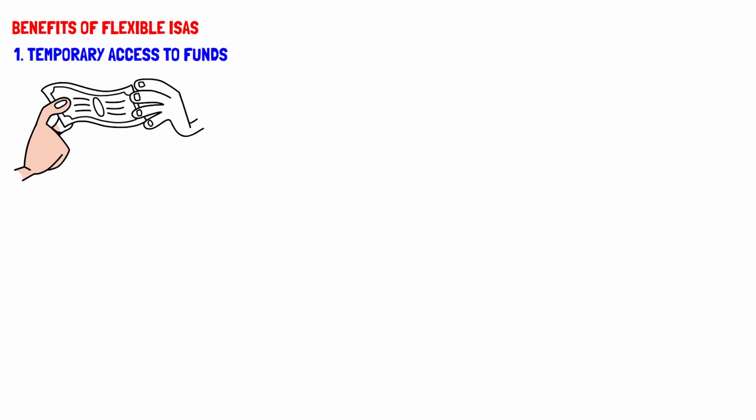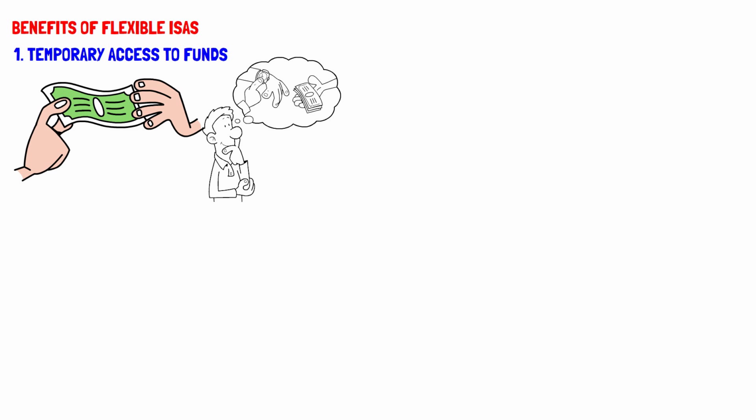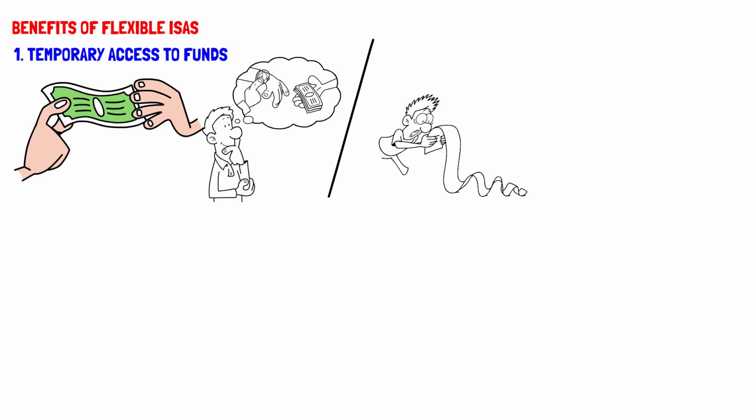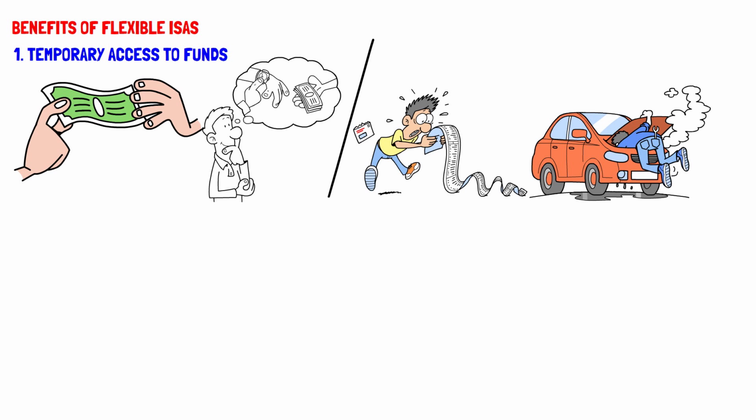Benefits of flexible ISAs. Flexible ISAs offer several significant advantages. Temporary access to funds. Flexible ISAs provide the convenience of accessing your savings temporarily without having to forfeit the tax advantages associated with ISAs. This means that if you encounter an unforeseen expense or financial need, you can withdraw funds from your flexible ISA, knowing that you can replace them later in the same tax year without affecting your annual ISA allowance. Whether it's covering unexpected bills, car repairs, or home maintenance costs, having the flexibility to access your savings when needed can offer valuable peace of mind. In my opinion, this is the best feature of flexible ISAs, flexibility.